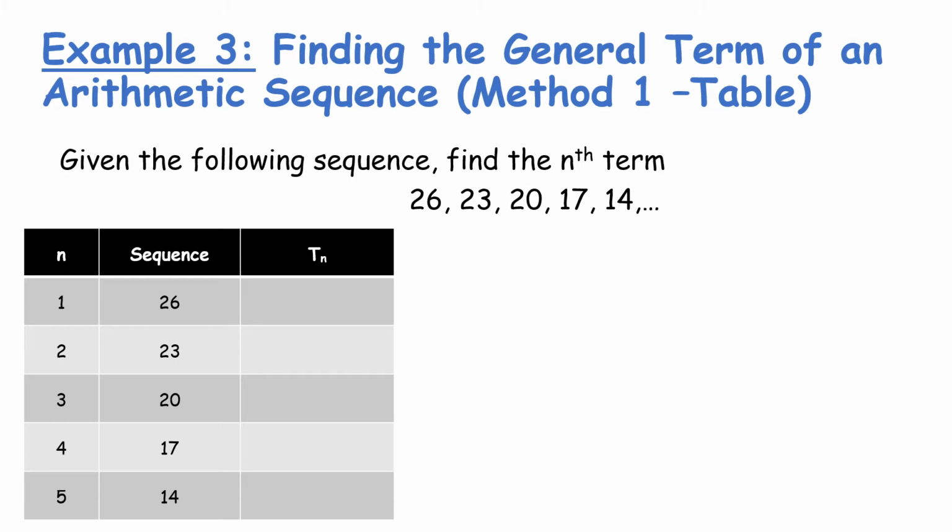Given the following sequence, find the nth term. So we have 26, 23, 20, 17, and 14. We notice that this is a decreasing sequence. It's getting smaller, it's descending. So we know that we're going to have to make it smaller. What I'm doing each time is adding a negative 3, and that is our common first difference.